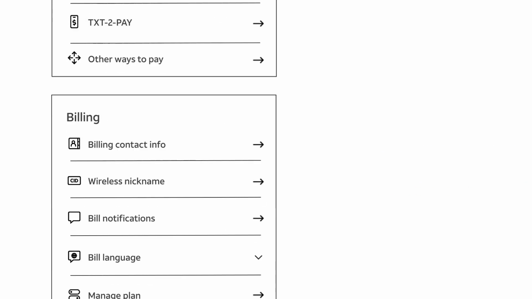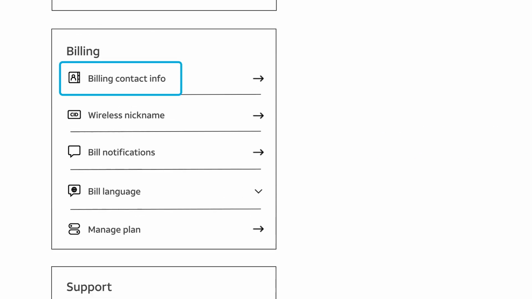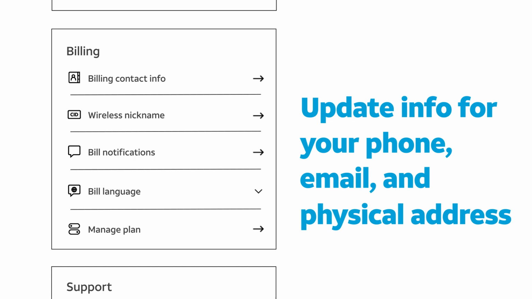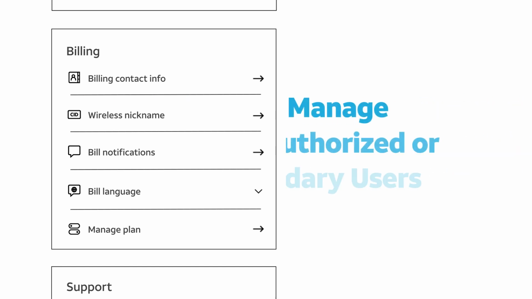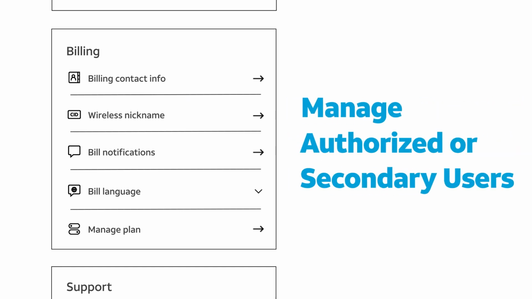Now in the Billing section, you'll see Billing Contact Info, where you can update your contact info for your phone, email, and physical address. Wireless Nickname lets you personalize how your wireless lines are labeled and manage authorized or secondary users.